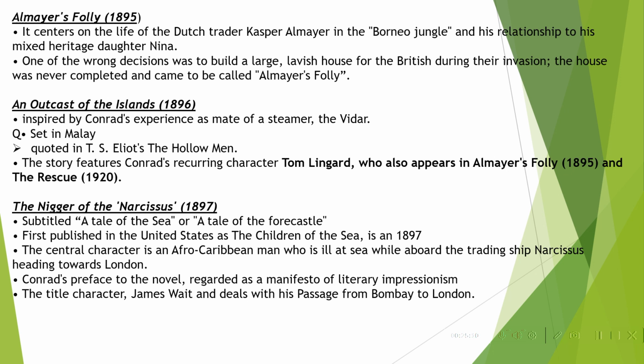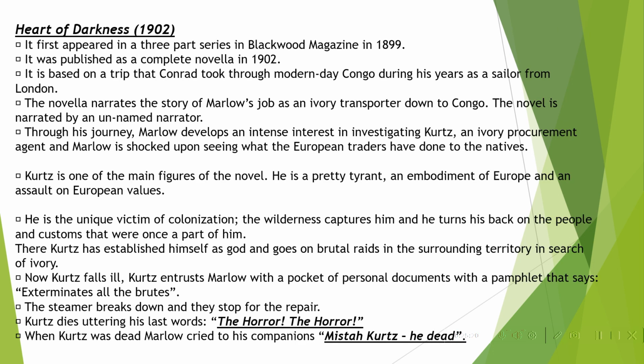Okay, so remember the summary. They might ask you the name of the major character, James Wade, and he is traveling from Bombay to London. Okay, now the most important work. It was published firstly in Blackwood magazine in 1899. Later on it was presented as a complete novella in 1902, and it is talking about the trip that Conrad took during the modern day.